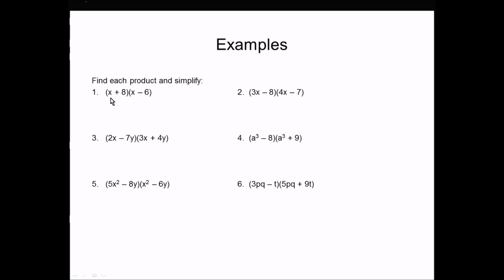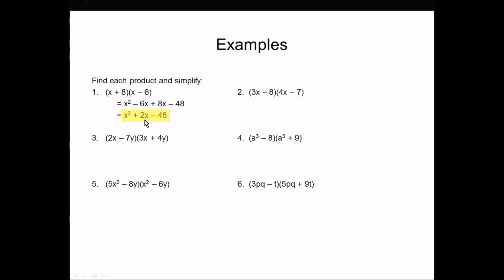If I do the first terms, x times x, x squared. I do the outer, minus 6x. Do the inner, plus 8x. Do the last, 8 times minus 6, I get negative 48. Okay, notice the outer and inner will combine. That's the simplified part. So minus 6x plus 8x is plus 2x. So x squared plus 2x minus 48.